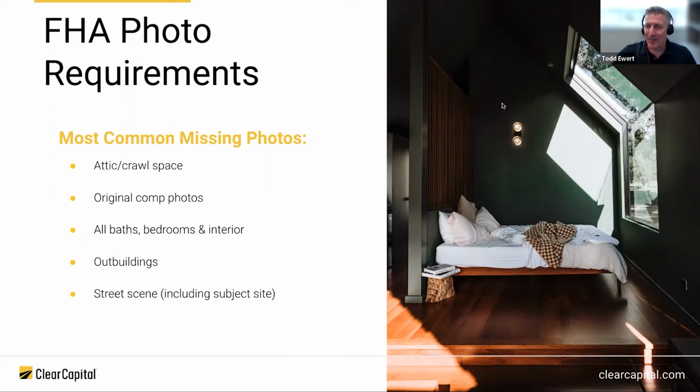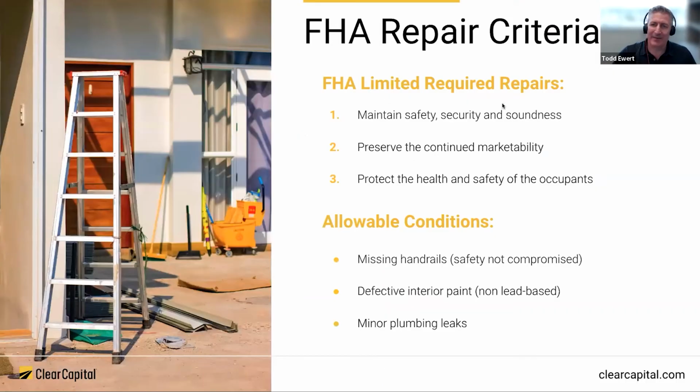Getting into FHA repair criteria. Now, in Handbook 4000.1, repair requirements are noted as being FHA limited required repairs. I consider this, Ken, and you can let me know if you agree or not, the requirements for repairs are not so drastically different from conventional loans. It's just the sensitivity in these particular areas tends to be turned up a little bit.